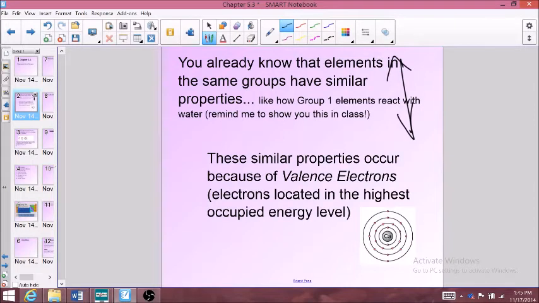But why do they have similar properties? Well, it's because of the number of valence electrons they have. And remember, the valence electrons are the electrons located in the highest occupied energy level. So if you look at this little picture of a carbon atom, this is the Bohr's planetary model, and it has a whole bunch of electrons here. But for valence electrons, we only want to count the ones on the outermost ring. So if you look at this ring, there's one here and one here. So this specific atom only has 2 valence electrons. There are only 2 electrons in the outermost level.